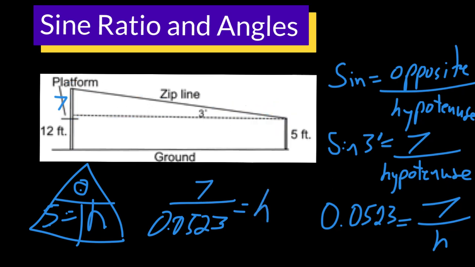So when we use our calculator to divide this, we'll divide 7 by 0.0523, and we'll find that the length of the zip line, or the hypotenuse, is 133.8 feet. So the length of our zip line here is 133.8 feet.